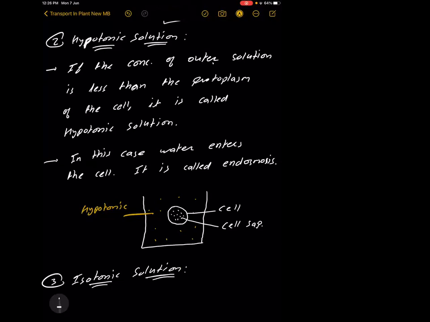What is isotonic solution? It means the concentration of the outer solution and the protoplasm of the cell is the same, the same concentration of outer and inner solution in the system. So there is a balance between the two concentrations, and the outer solution is called isotonic solution. It remains as such. No flow of water inside or outside the cell.